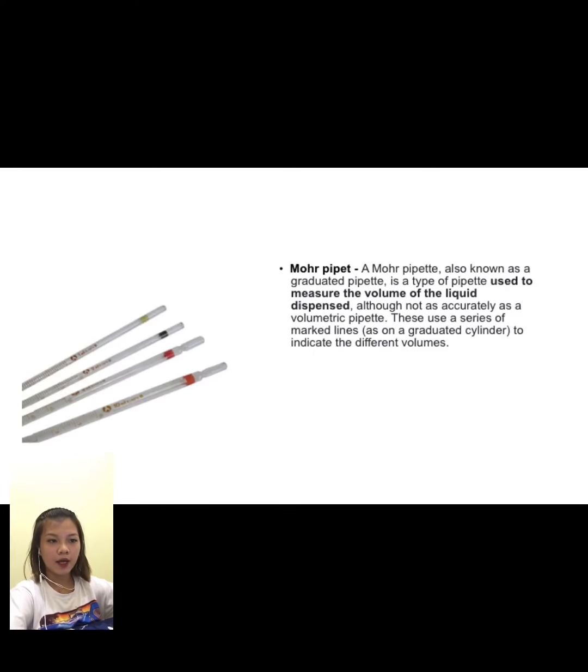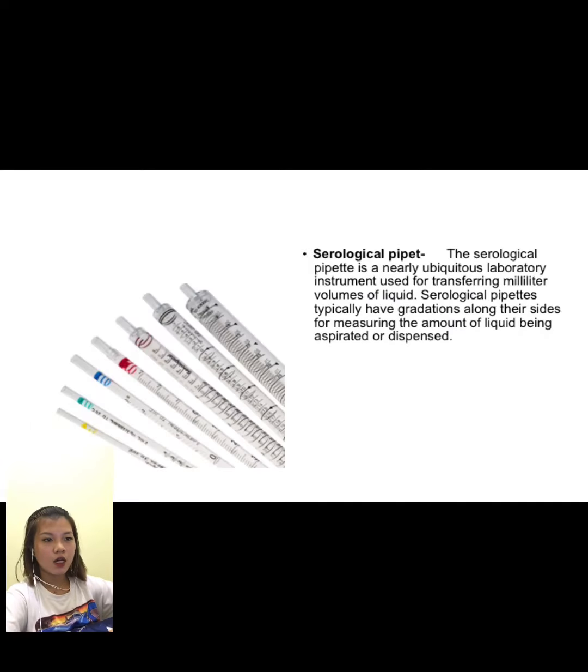Next is Mohr pipette. A Mohr pipette is also known as a graduated pipette. It's a type of pipette used to measure the volume of the liquid dispensed, although not as accurately as a volumetric pipette. This uses a series of marked lines to indicate the different volumes. Next is serological pipette. The serological pipette is an early ubiquitous laboratory instrument used for transferring milliliter volumes of liquid. Serological pipettes typically have graduations along their sides for measuring the amount of liquid being aspirated or dispensed.